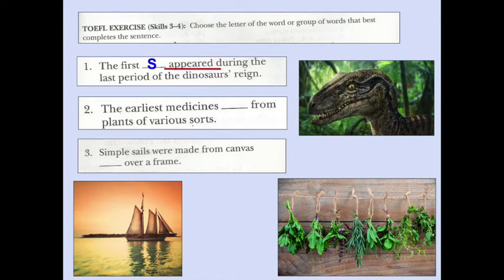Number 2. The earliest medicines from plants of various sorts. Okay, so we see a subject, the earliest medicines, but there is no verb. So our answer needs to be a verb. Number 3. Simple sails were made from canvas over a frame. Okay, so our subject is right here, simple sails. The verb, were made. This is a passive sentence, right? Be verb and past participle. Okay, so we have a subject and we have a verb.